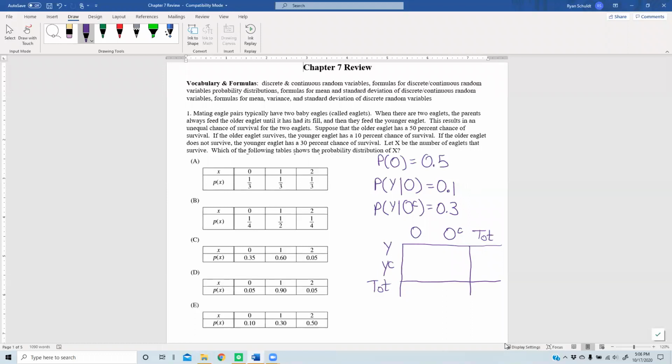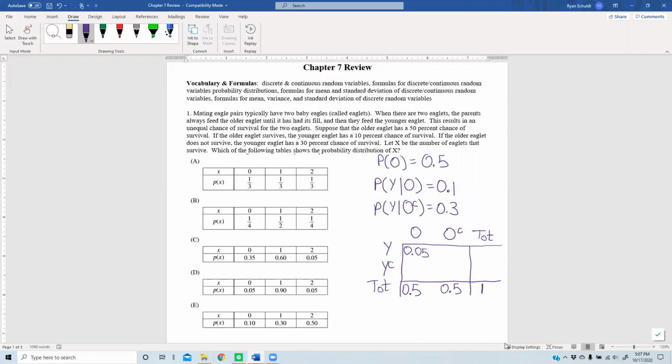Okay, so the probability that the old survives is 0.5. Which means the probability it dies is also 0.5 because we need a total of 1. Now, young given old. So old survived, the probability that the young survives is 0.1. So that's going to be a 10th of the 0.5. Remember, conditional probability, we do the intersection over the total. So 0.05 divided by 0.5 gives you the 0.1.